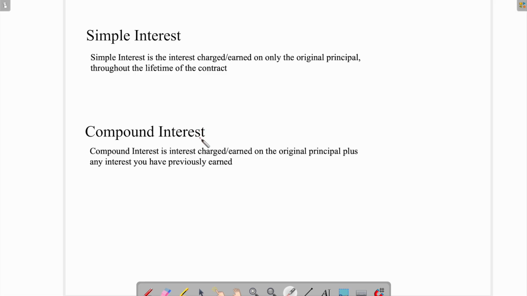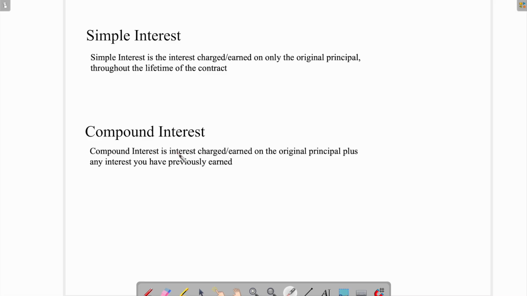Whereas compound interest, this is what will be used when you put money into a bank account, primarily compounded at certain times of the year. You put in the original principal, you get interest on that. And then from that, let's say you have $100, you earn 10 cents on your first interest payment. On the next payment, you'll be charged or receive interest based on the $100 plus the 10 cents. So you earn interest on top of previous interest earned.